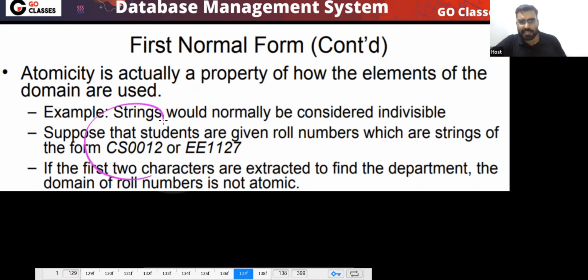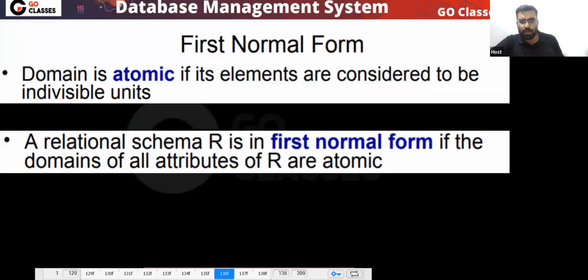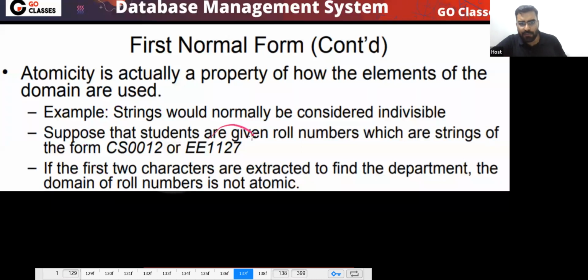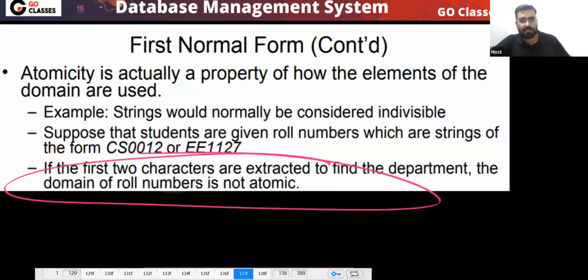Every element in the domain is a single entity. You cannot break it. This is the element of the domain. For example, if you want only this part, you cannot do that. Now, if you can do that, if you can retrieve this part, what does it mean? Your domain is not atomic. Is this clear? If you can retrieve this, then your domain is not atomic. So this is what is written here.